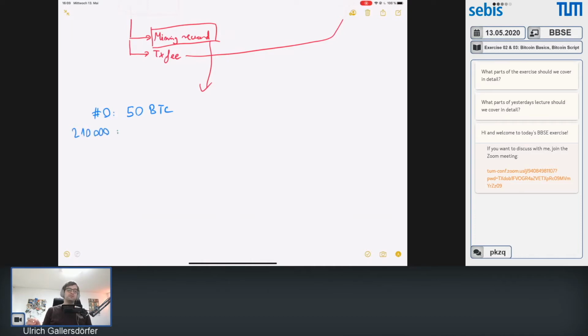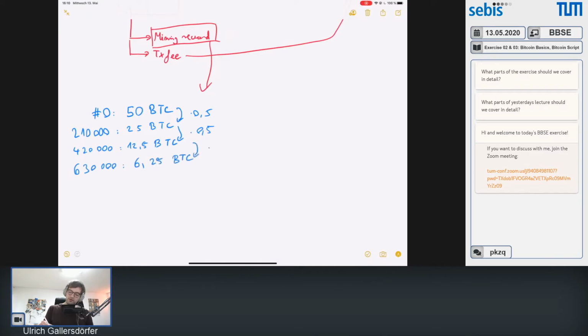So every 210,000 blocks, this mining reward gets halved, as the name says, halving times 0.5, and so forth. So we have 50, 25, 12.5. So this was the current amount we had last week. And on Monday, around 9 o'clock in the evening, we reached the magical block 630,000, resulting in a new value called 6.25.